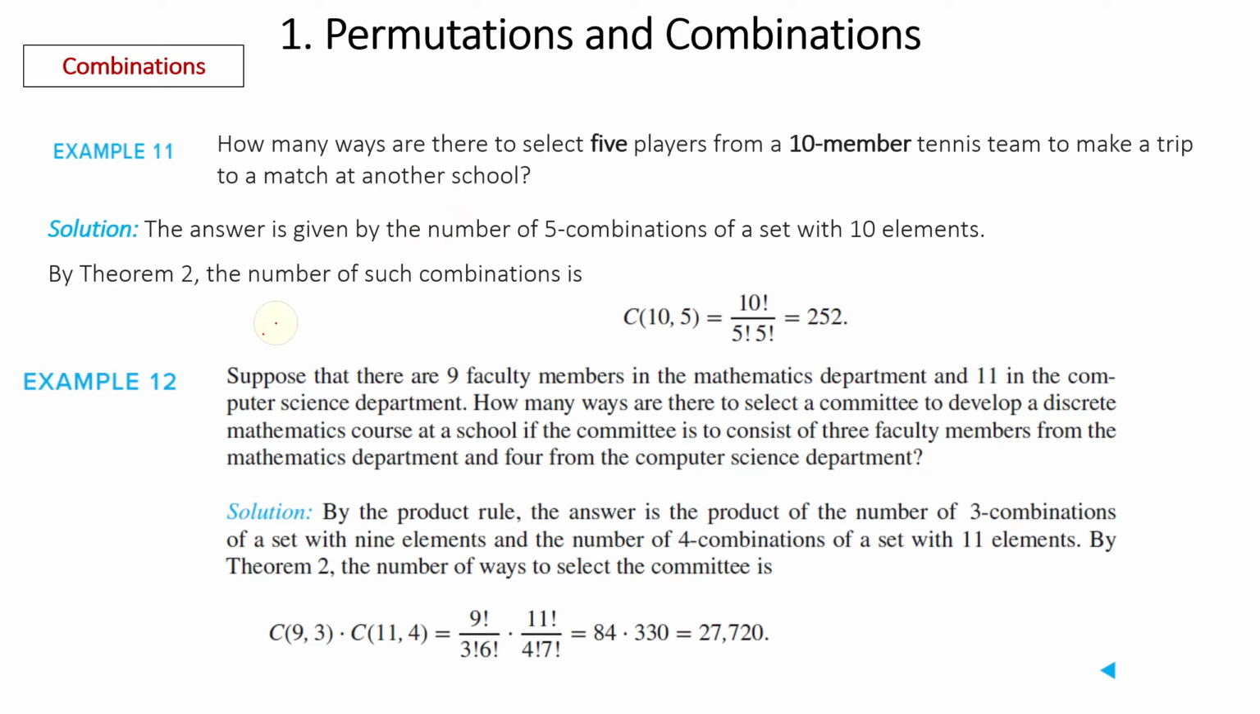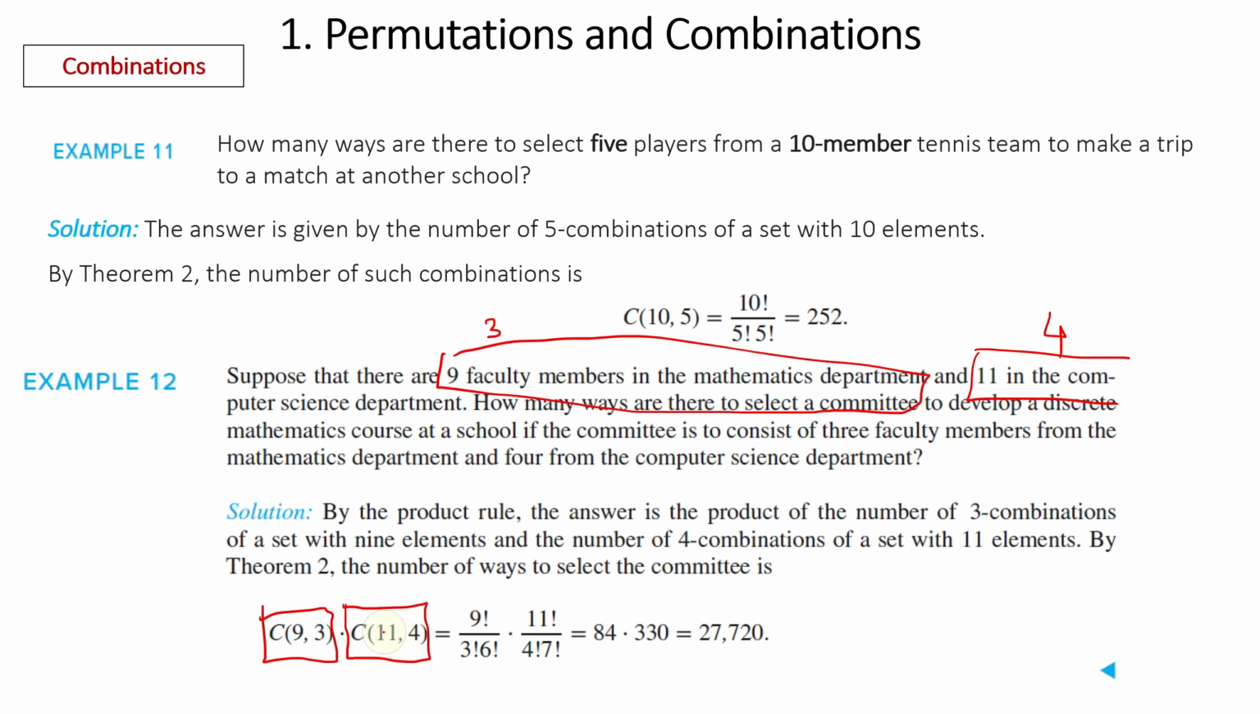So that means out of those 9 in the math department, I need to choose 3. And out of those 11, I need to choose 4. So what I need to do is the combination out of those 9, I'm going to choose 3 and get the value for that. And then I'm going to multiply it by out of those 11, I choose 4.